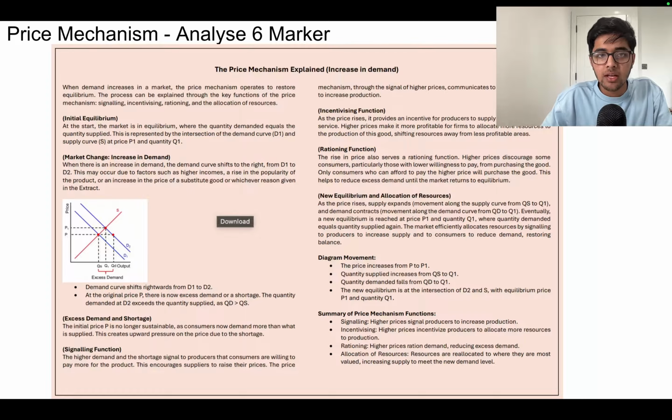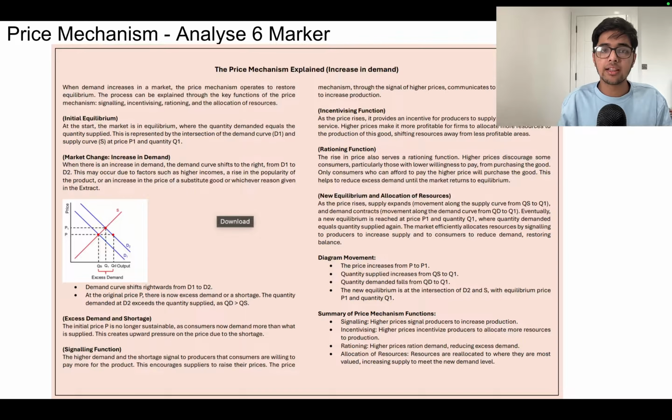Initial equilibrium. At the start, the market is in equilibrium, where the quantity demanded equals the quantity supplied. This is represented by the intersection between the demand curve D1 in the diagram and the supply curve S at price P1 and quantity Q1.